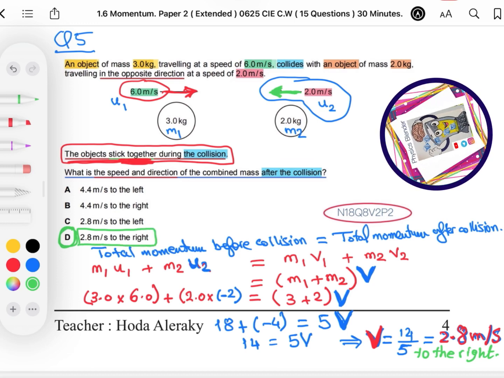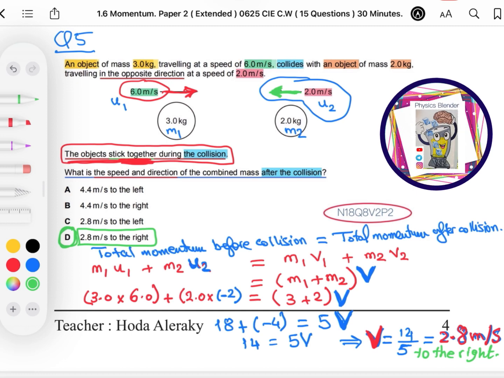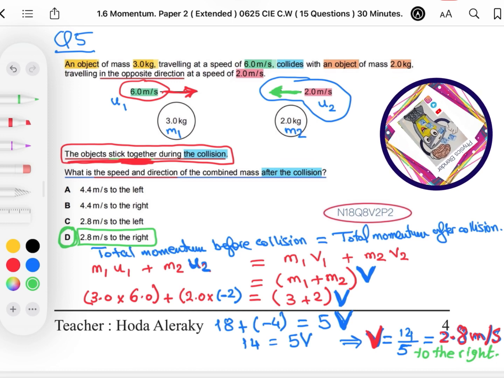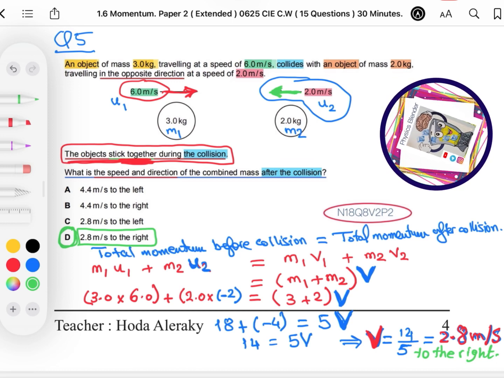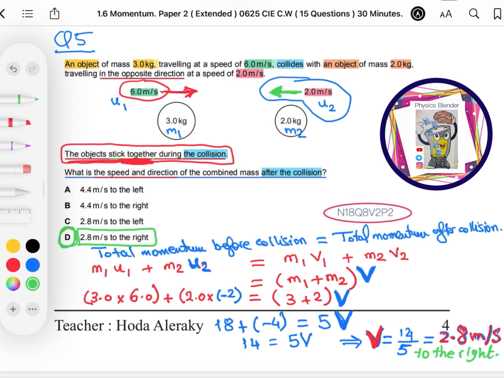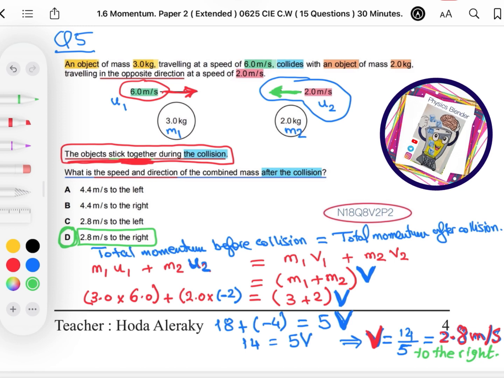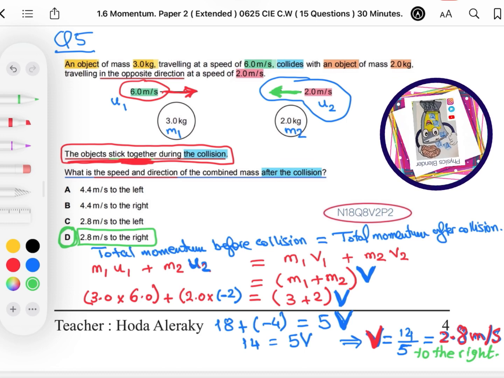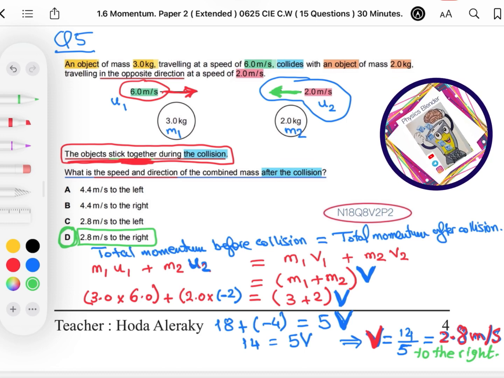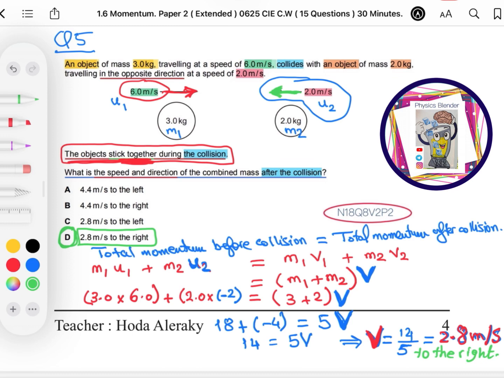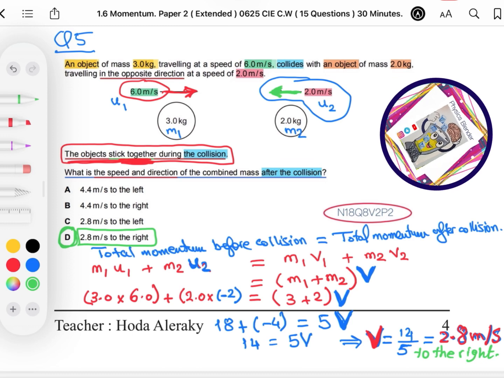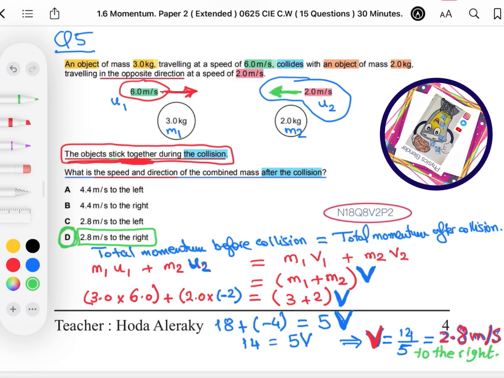Okay, guys, I would like to explain more about the principle of conservation of momentum. Momentum is conserved if no external force is acting on a system. And in the next questions, we will discuss more about the term system. What do we mean by system? Here the momentum is conserved. The momentum is constant. The total momentum before collision is equal to the total momentum after collision.